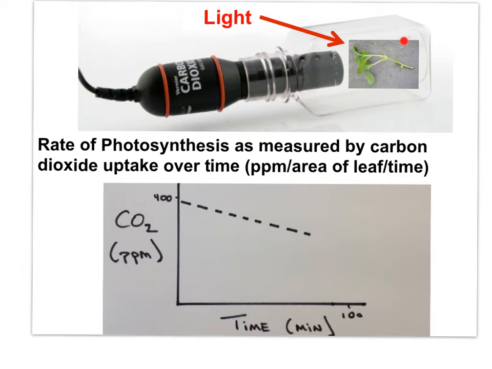A plant within a closed container sealed with a carbon dioxide probe can be used to measure photosynthesis. Photosynthesis takes up carbon dioxide, so CO2 levels, concentrations in this case, go down within the chamber while light is shining on the plant. Photosynthesis can be measured directly by the change in the quantity of carbon dioxide taken up in a closed container, parts per million, which is a concentration per area of leaf per time, or could be measured in terms of volume, milliliters of CO2 per unit time.